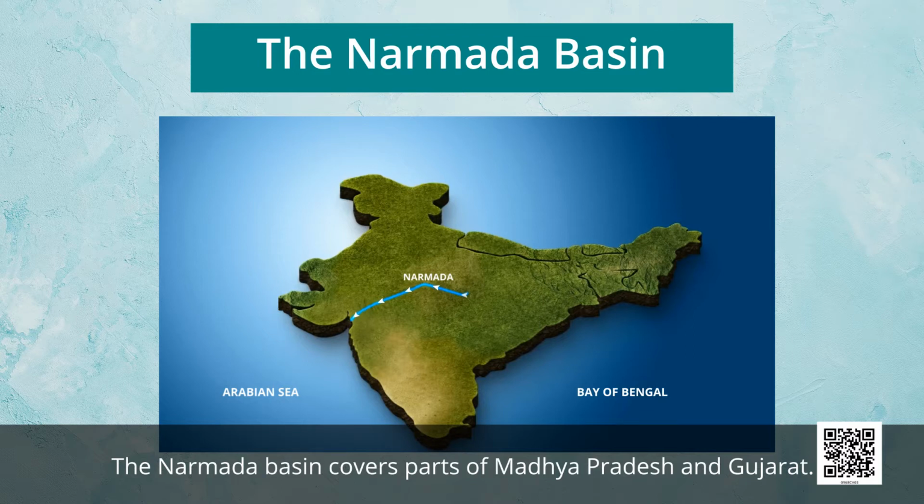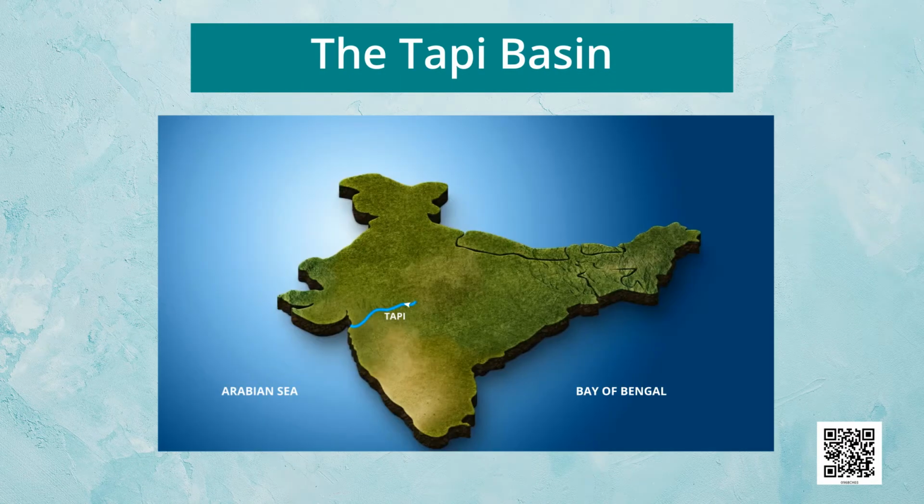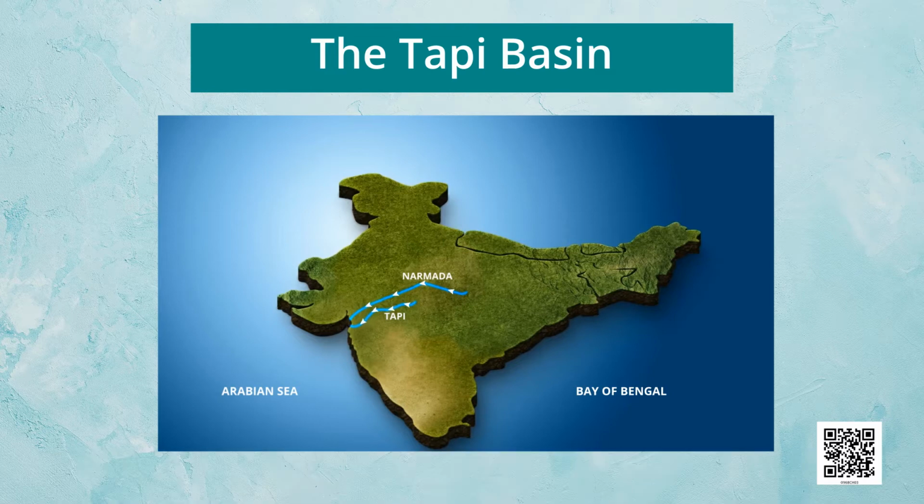From the Narmada, we move to the Tapi Basin. The Tapi rises in the Satpura ranges in the Betul district of Madhya Pradesh. It also flows in a rift valley parallel to the Narmada, but it is much shorter in length. Its basin covers part of Madhya Pradesh, Gujarat and Maharashtra.